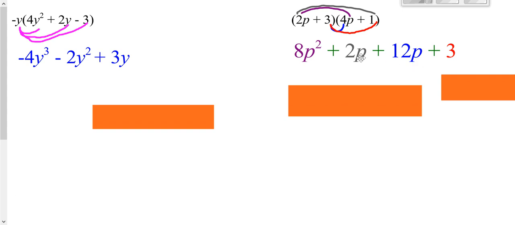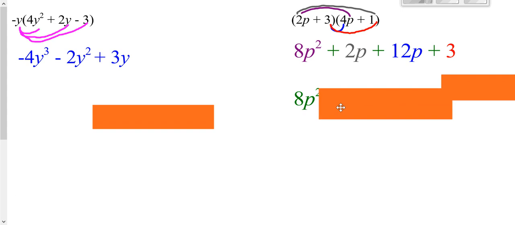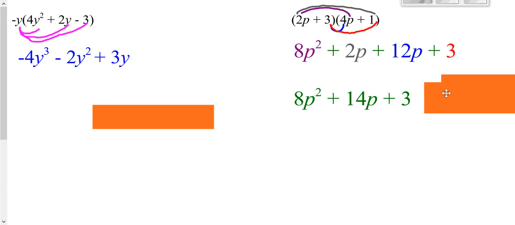Our like terms need to have the same variables with the same exponents. So these two center ones are like terms. None of the others have squared, so nothing goes with that purple. We add together the two center ones. 2 of the p's plus 12 of the p's is 14 of the p's, and then we bring down our constant of plus 3.